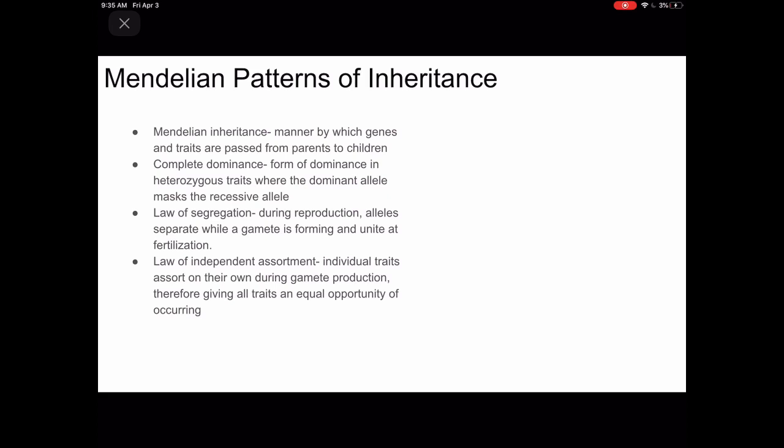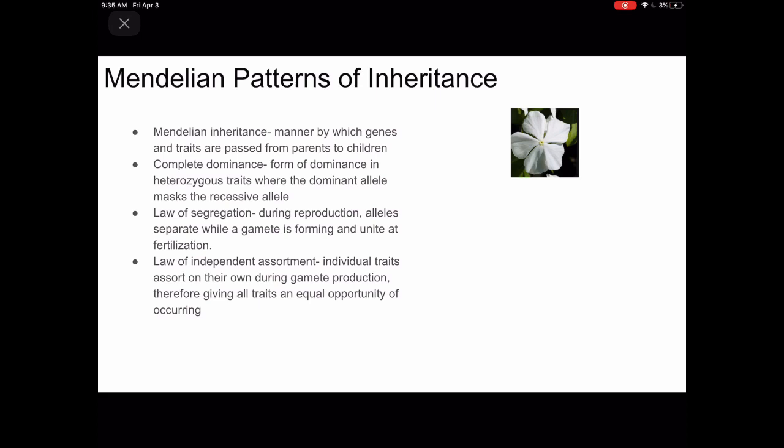Lastly, the law of independent assortment states that every individual trait assorts itself on its own during gamete production. This then gives all traits an equal opportunity of occurring.